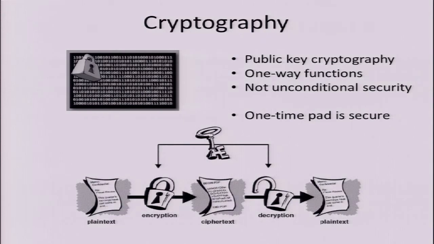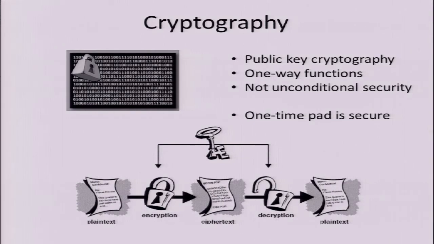You can use what is called the one-time pad scheme, which is secure. This is actually based on a pre-shared key. The sender and the receiver share a key, and using this key, you can encrypt your message. You send it through a channel, and then it's decrypted at the receiving station. So this is a secure way of communicating.